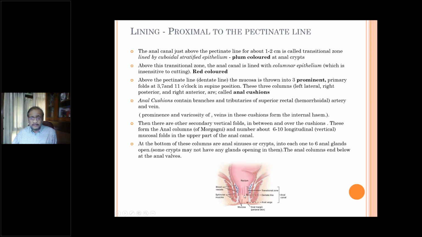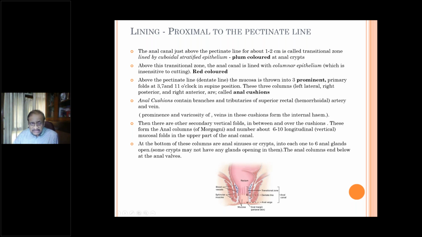Now what about the pectinate line? We just have not talked about that. That is basically an area which is white. It is white. Why white? It is parchment-like. Let's talk about this particular mucosa out here.